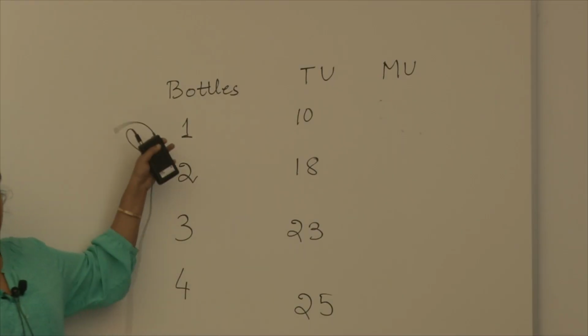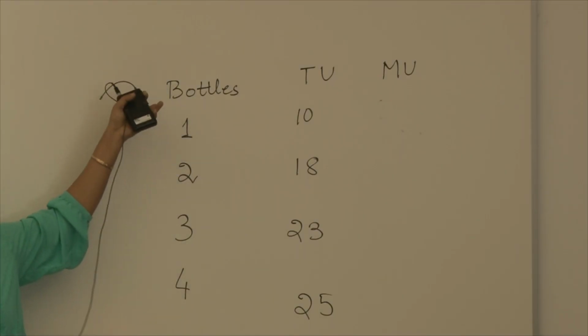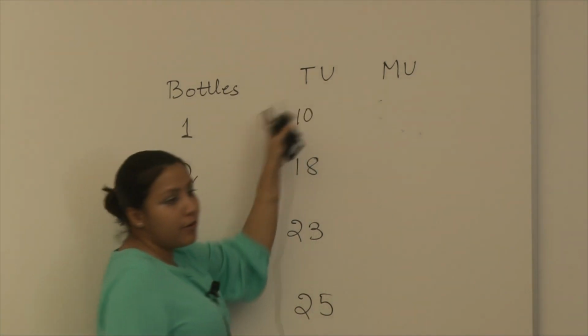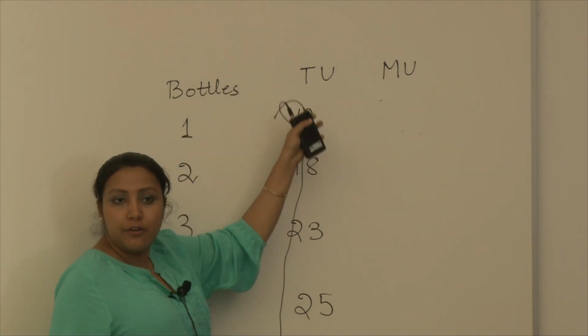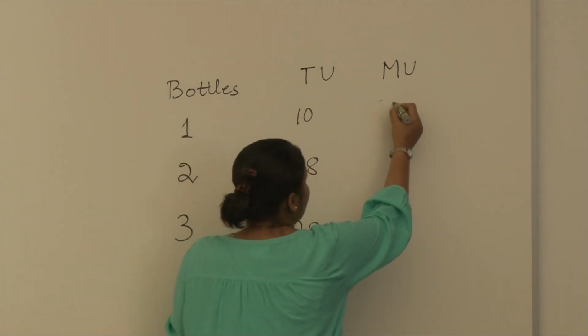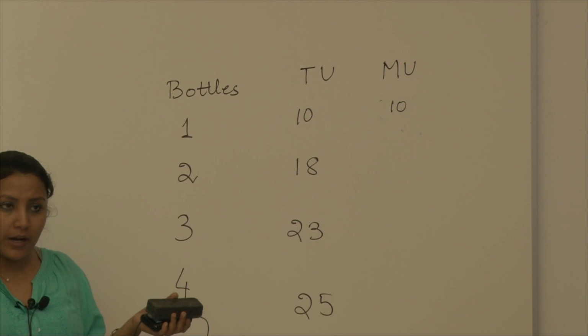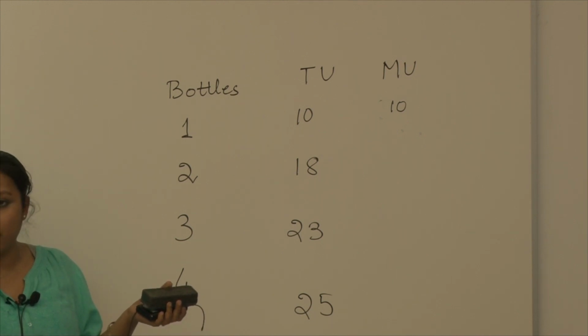We do not have something called 0, right, 0 is nothing, you are not consuming anything. So, basically whatever total you get from the first one, that is your marginal for the first one also, because that is what you just get from the first one, right. There was no reference point before that.